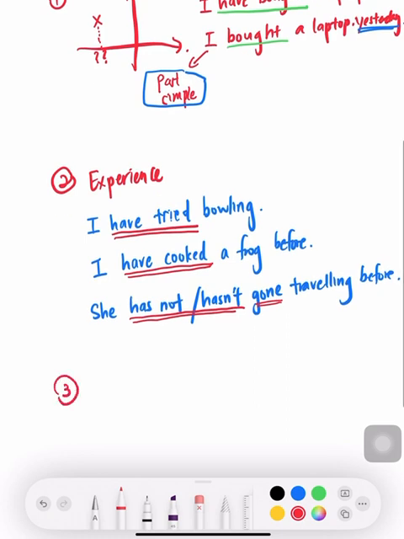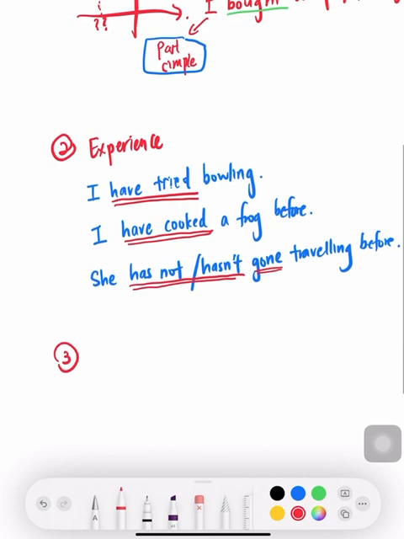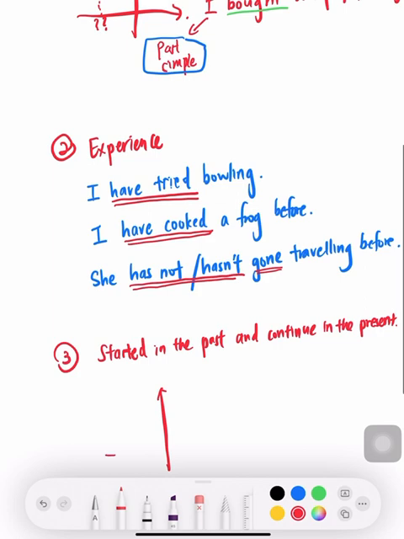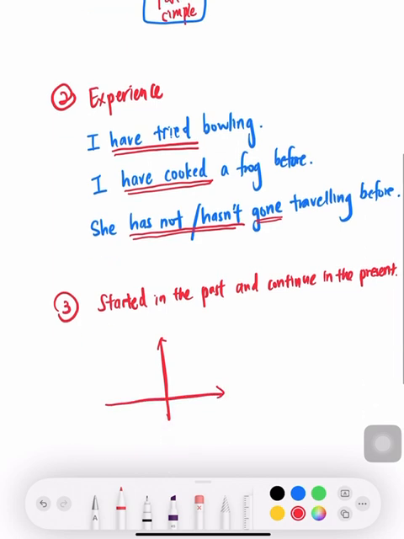Okay, now number 3. This is something that started in the past and continues in the present. That means it continues till now. So let me draw the time frame so that you have a better understanding. For example, something happened in the past here, and the action never stopped. It continues until now. In this situation, we are going to use present perfect tense as well.